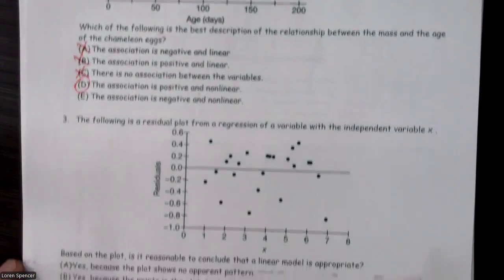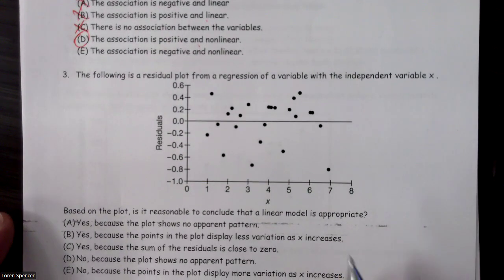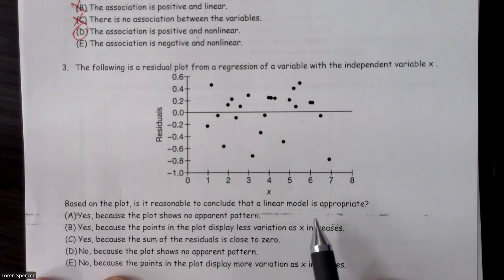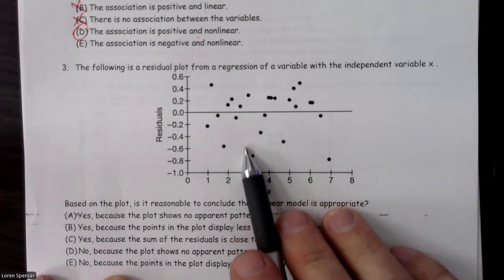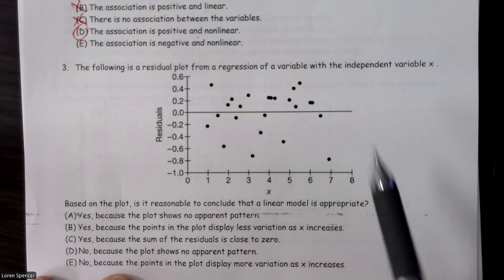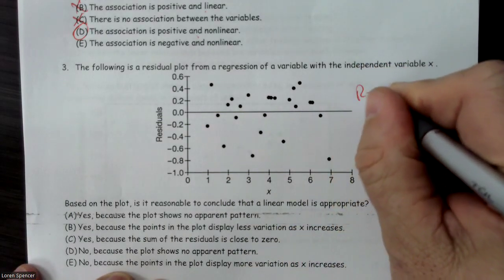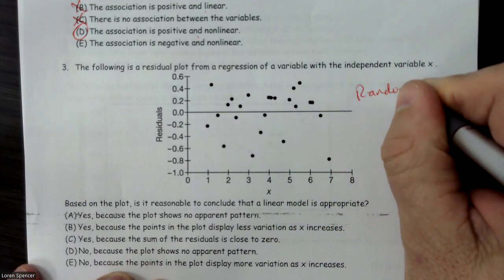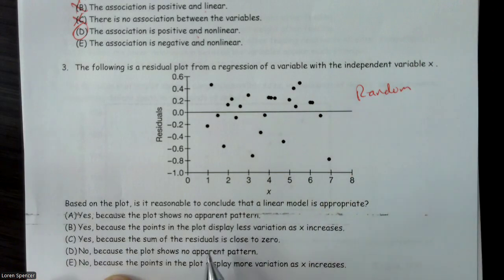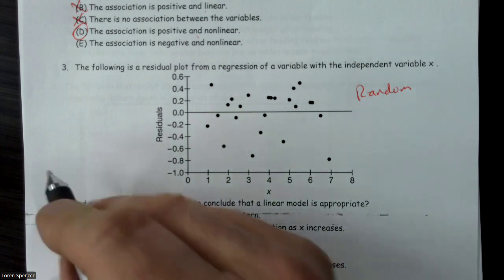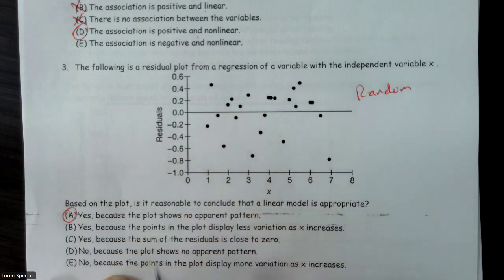Number 3, based on the plot, is it reasonable to conclude that a linear model is appropriate? I'm going to sit there and go, yeah, it looks pretty random. And if the residual plot is random, then a linear model tends to be appropriate. Yes, because the plot shows no apparent pattern. So that's my best choice. I like that.